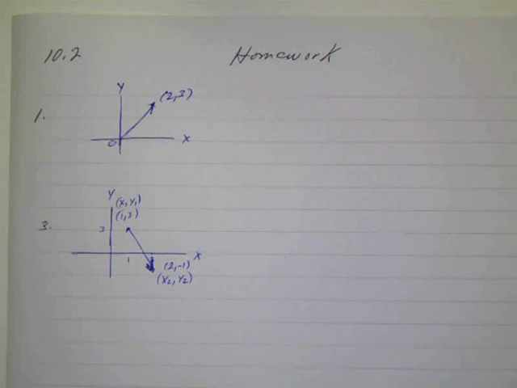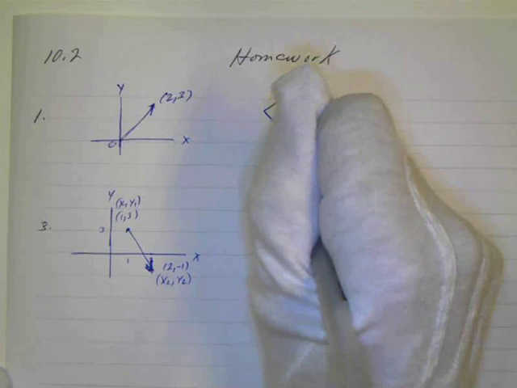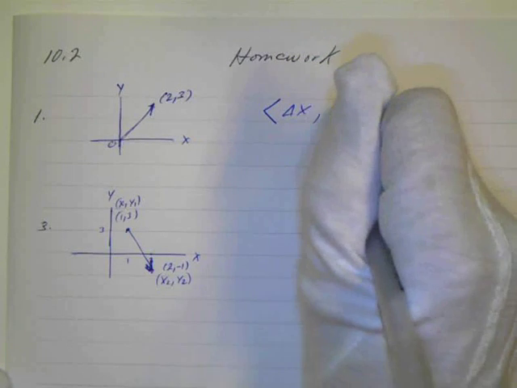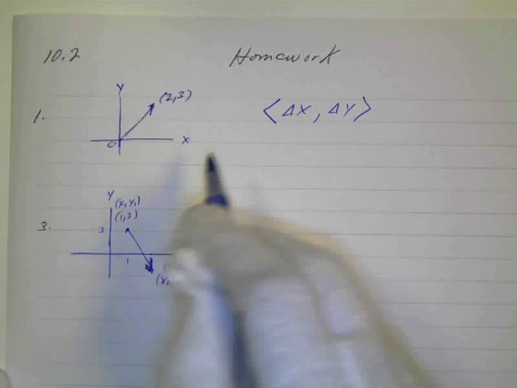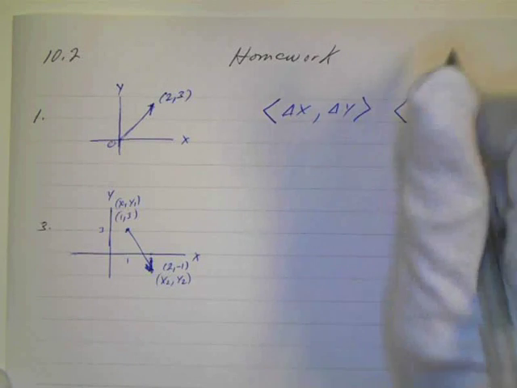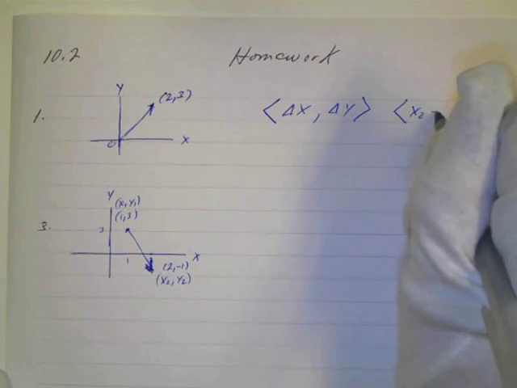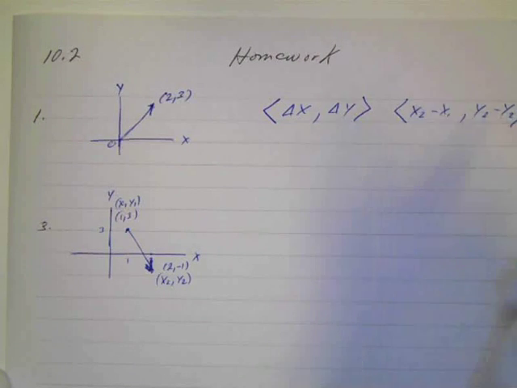Well, remember the component is just the horizontal change, vertical change, so we write it like this. It's going to be the change in x, change in y. Another way you could write it is x2 minus x1, y2 minus y1, kind of just like our delta x, delta y, and our slopes.